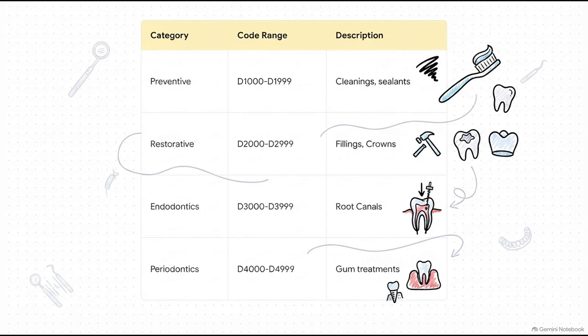D2000s are your restoratives, like fillings and crowns. D3000s handle endodontics, namely root canals. And D4000s are your periodontics, covering gum and bone treatments. It's a beautifully logical structure.